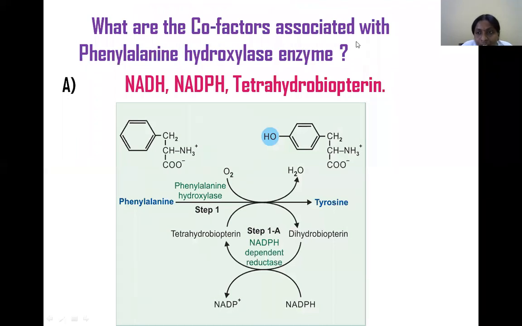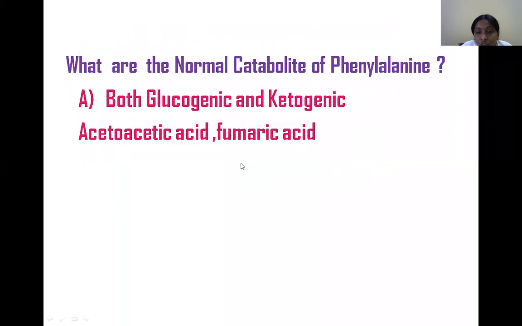What are the cofactors associated with the phenylalanine hydroxylase enzyme? NADH, NADPH and tetrahydrobiopterin. These are the main cofactors in this metabolism. What are the normal catabolites of phenylalanine? Both glucogenic and ketogenic: acetoacetic acid and fumaric acid, which are glucogenic and ketogenic.